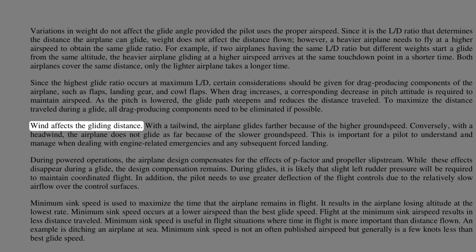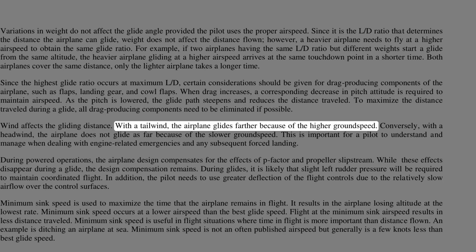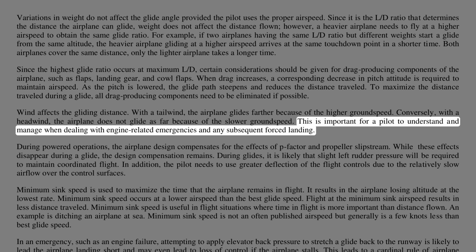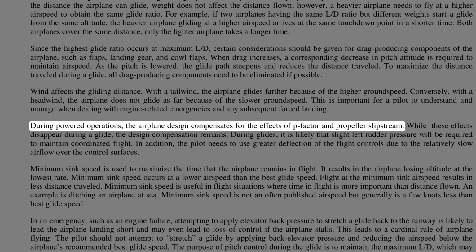Wind affects the gliding distance. With a tailwind, the airplane glides farther because of the higher ground speed. Conversely, with a headwind, the airplane does not glide as far because of the slower ground speed. This is important for a pilot to understand and manage when dealing with engine-related emergencies and any subsequent forced landing. During powered operations, the airplane design compensates for the effects of P-factor and propeller slipstream.